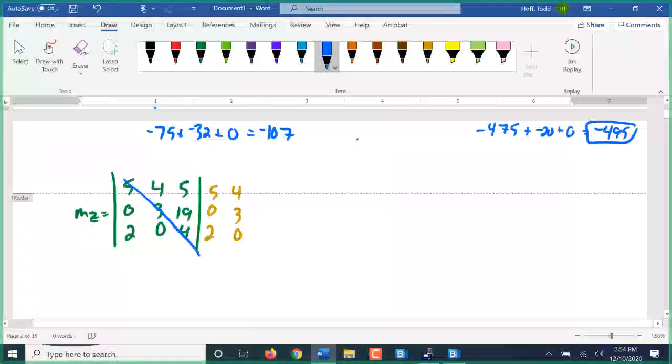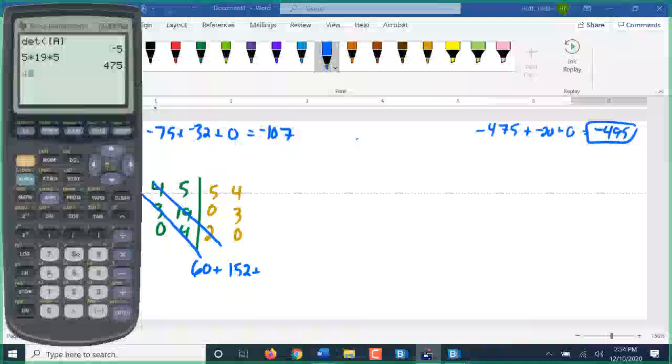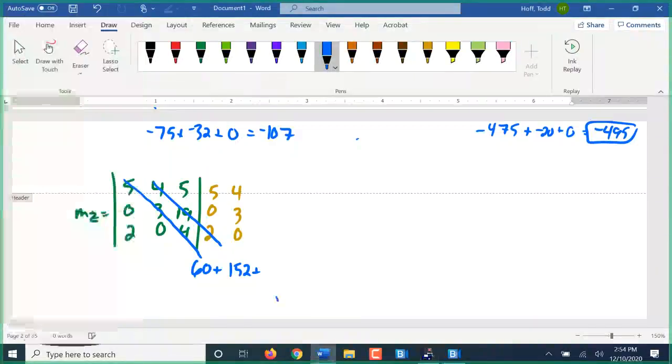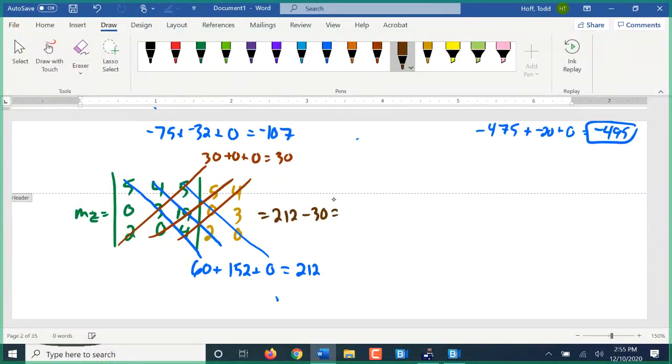5 times 3 is 15, times 4 is 60, plus 4 times 19 is 76, times 2 is 152. I'll double check that one quick. Yep. And 5 times 0, of course, is 0, so that is 212. Going up, 2 times 3 is 6, times 5 is 30. Well, 0 times 19 times 5 is 0. And 4 times 0 times 4 is 0. That's 30 going up. So we have 212 minus 30 equals 270.